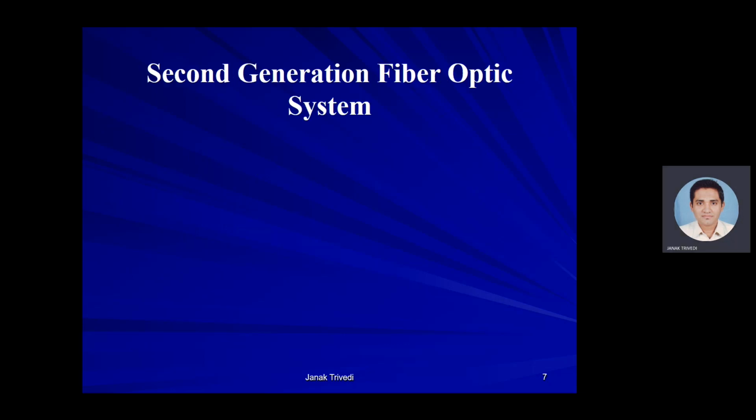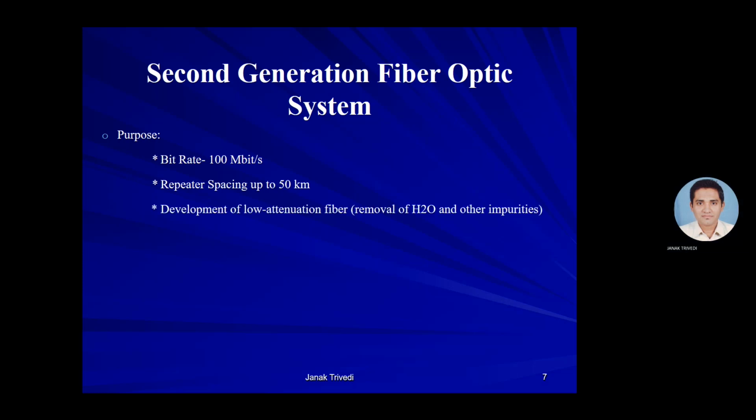Then they moved to the second generation system, which operated at a bit rate of around 100 megabits per second with repeater spacing up to 50 kilometers, eliminating repeaters in long distance lines. The development of low attenuation fiber was aimed at removal of water and other impurities.